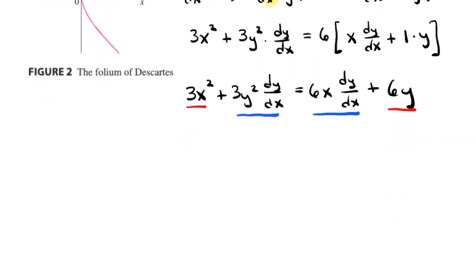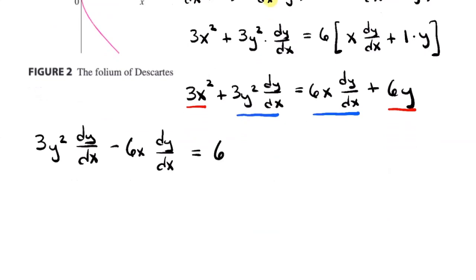So I'm going to bring the terms underlined in blue over to the left. I've got a 3y squared dy/dx already over there, and I'm going to subtract 6x dy/dx. I'm taking the terms underlined in red, the non-dy/dx terms, to the right. 6y was already over there, and I have to subtract 3x squared. Once you've separated them like that, then you can factor dy/dx out of the left-hand side, or whichever side you put it on. That's why we separated the terms.